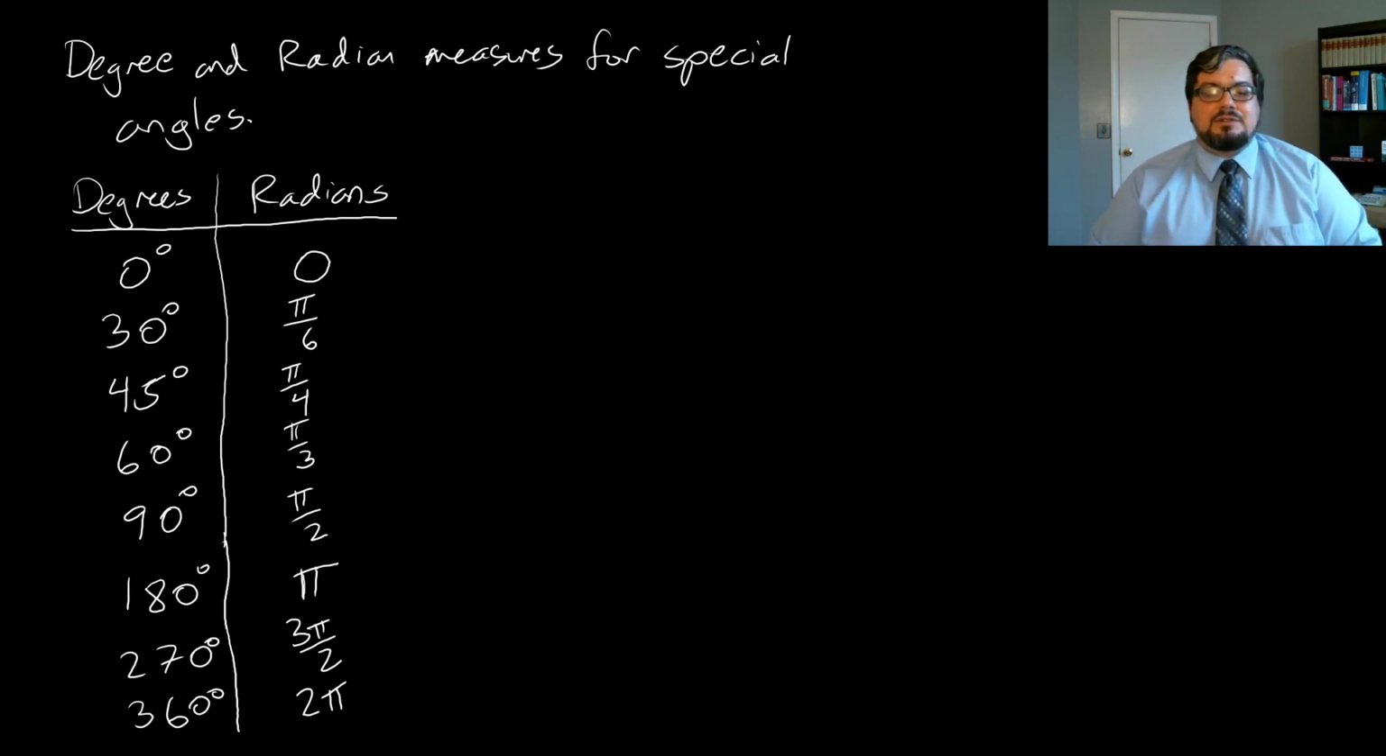These angles are going to come up a lot. We're going to use them a lot. And so you're going to want to be familiar with both their degree measure and their radian measure. If you can get to the point where you can go back and forth between degree measure and radian measure on all of these quickly, it'll help you out quite a bit.